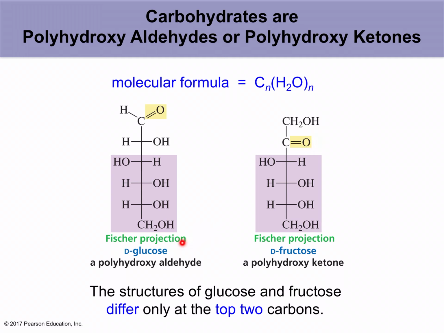These are two Fischer projection formulas for D-glucose and D-fructose. So D-glucose is a polyhydroxyaldehyde. It's an aldehyde, and D-fructose is a polyhydroxy ketone. The structures of glucose and fructose differ only at the top two carbons, but the rest are the same. You see at the bottom you have a CH2OH. OH on the same side, these two, and then OH on this side, same, but these two, the top two carbons, this is an aldehyde and alcohol, this is an alcohol and a ketone. That's the only difference in glucose and fructose.